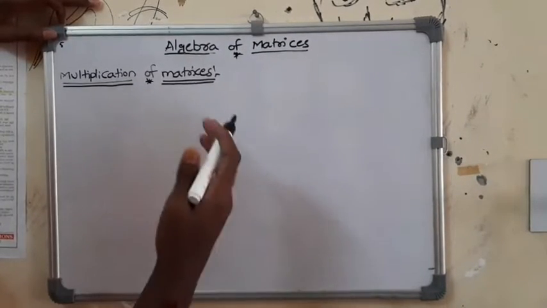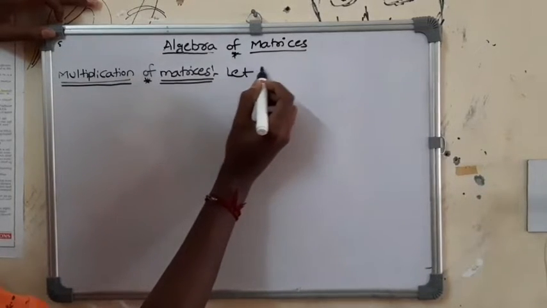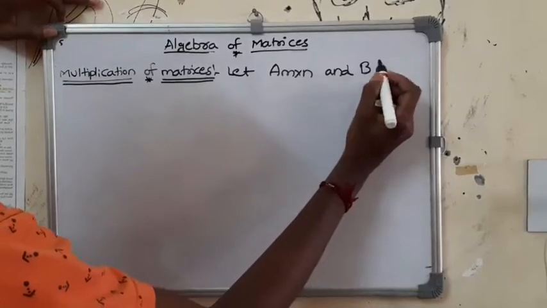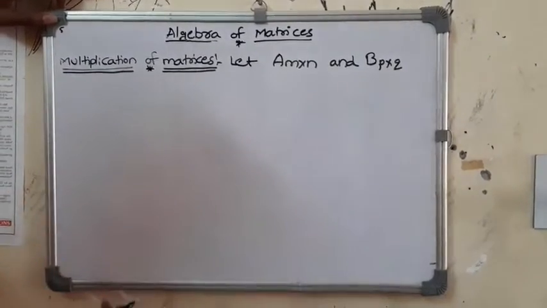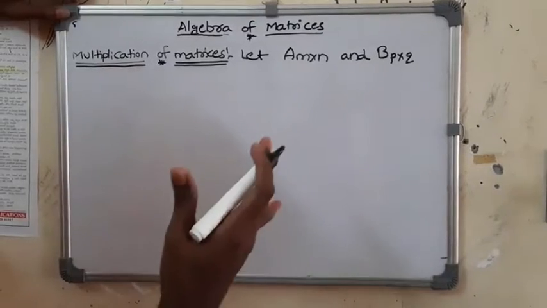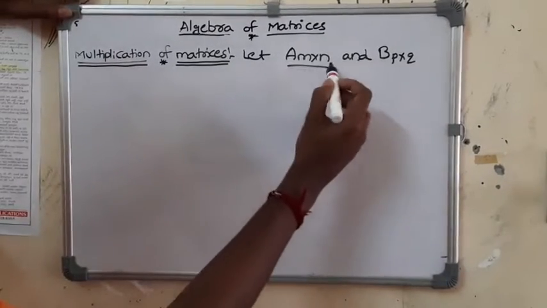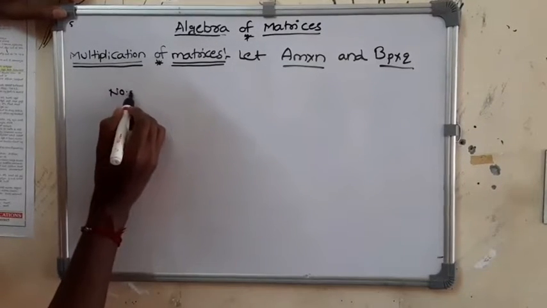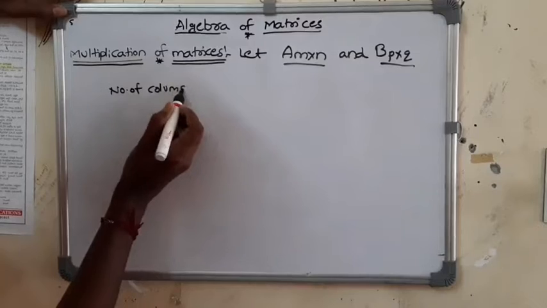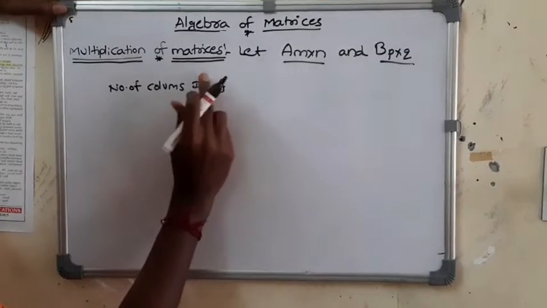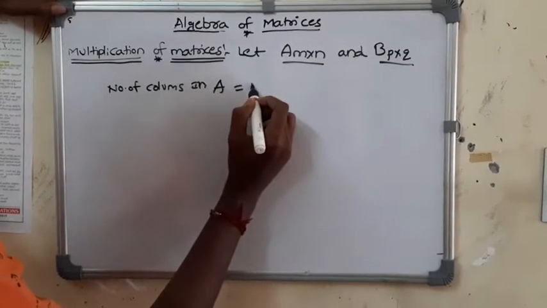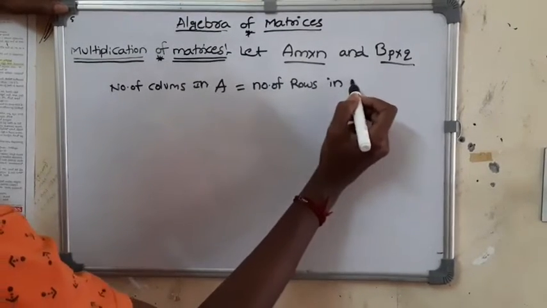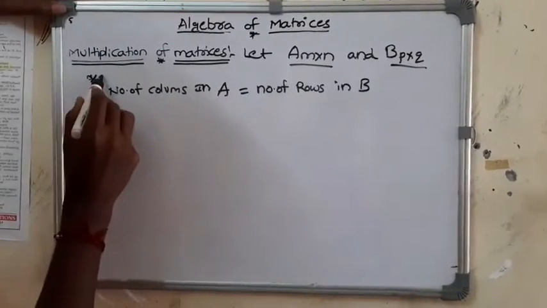Now we discuss multiplication of matrices. Let A be an m by n matrix and B be a matrix of order p by q. Then how do we perform the multiplication operation on A and B? If we want to perform the multiplication operation on A and B, it must satisfy one condition, that is, the number of columns in matrix A is equal to the number of rows in matrix B. It must satisfy this condition.